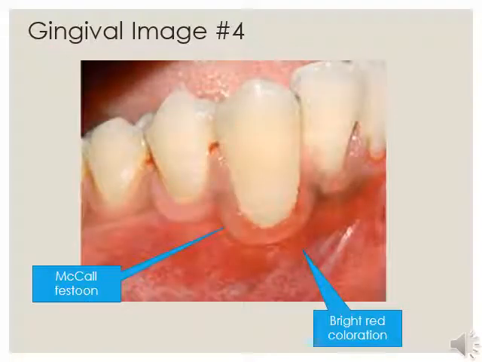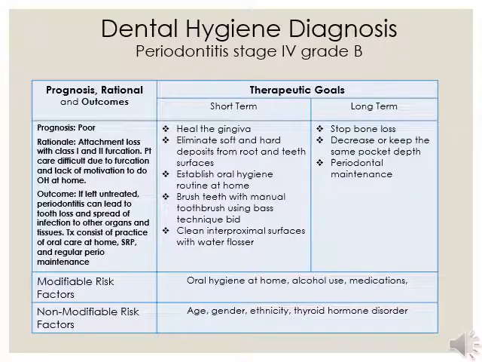This shows the McAuliffe tombs around the CEJ and also shows the bright red coloration of the gingiva. The prognosis for this patient is poor because she already shows class 1 and 2 furcation involvement.